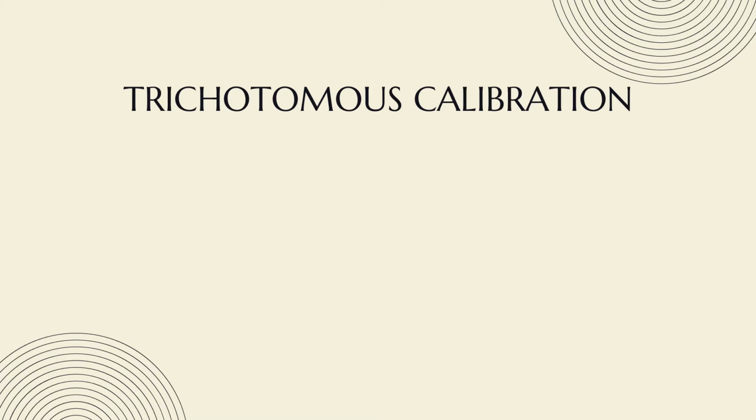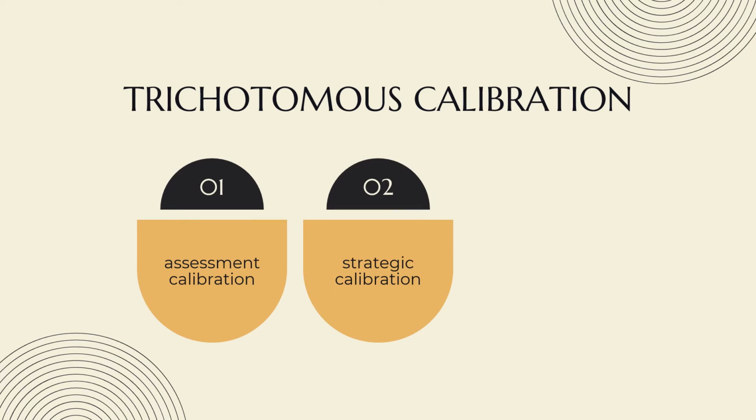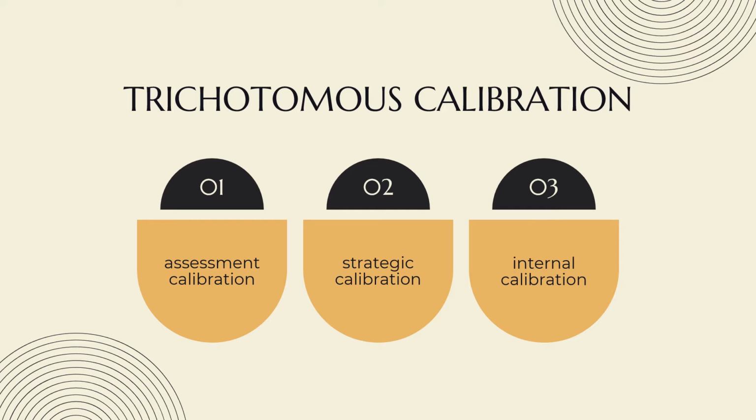Each of these contributes to an individual's overall ability to differentiate between the perception of what they know versus what they actually know. Egan and Zhao refer to the three distinct categories of metacomprehension calibration as trichotomous calibration. These three categories of calibration are assessment calibration, strategic calibration, and internal calibration.